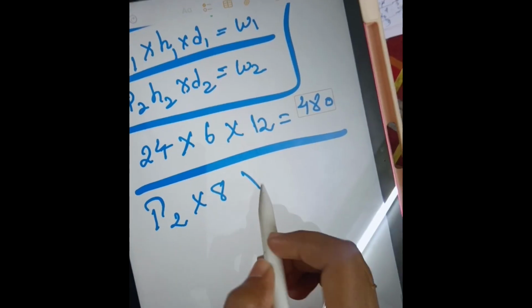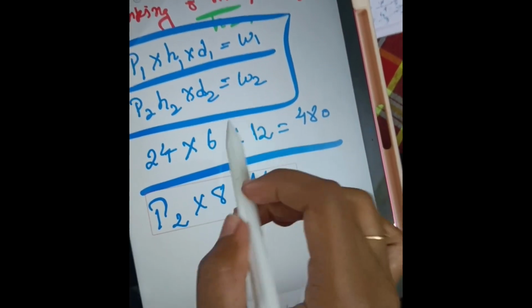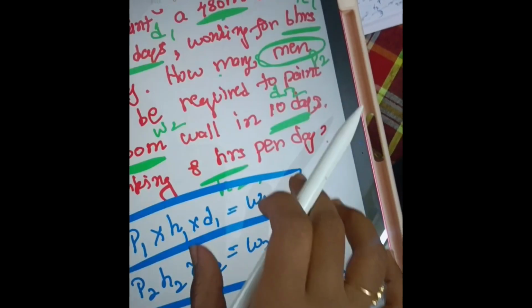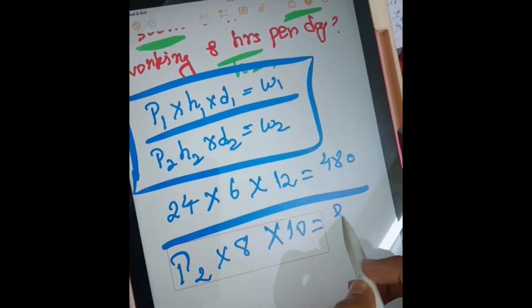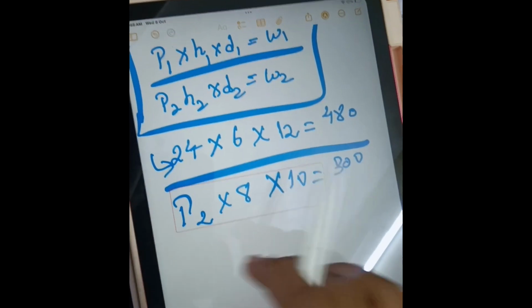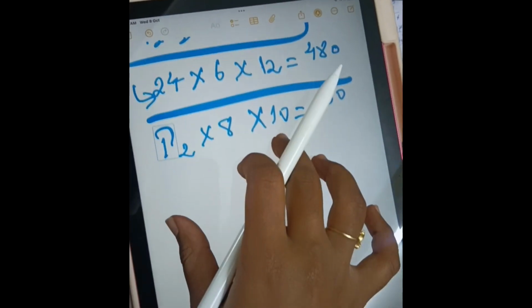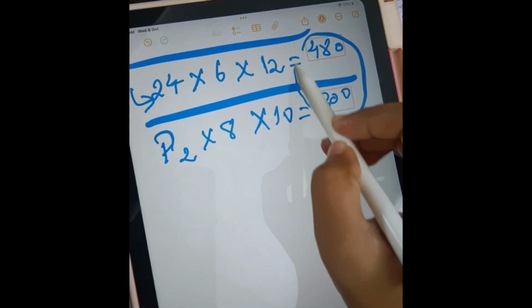P2 into 8 into 10. Always keep in mind here hour comes before the day. Okay, don't get confused. Here the work is how many have they given, the 300. So the second step has been classified, so we got like this. So after applying the formula, what you have to do, you have to simplify this right side.